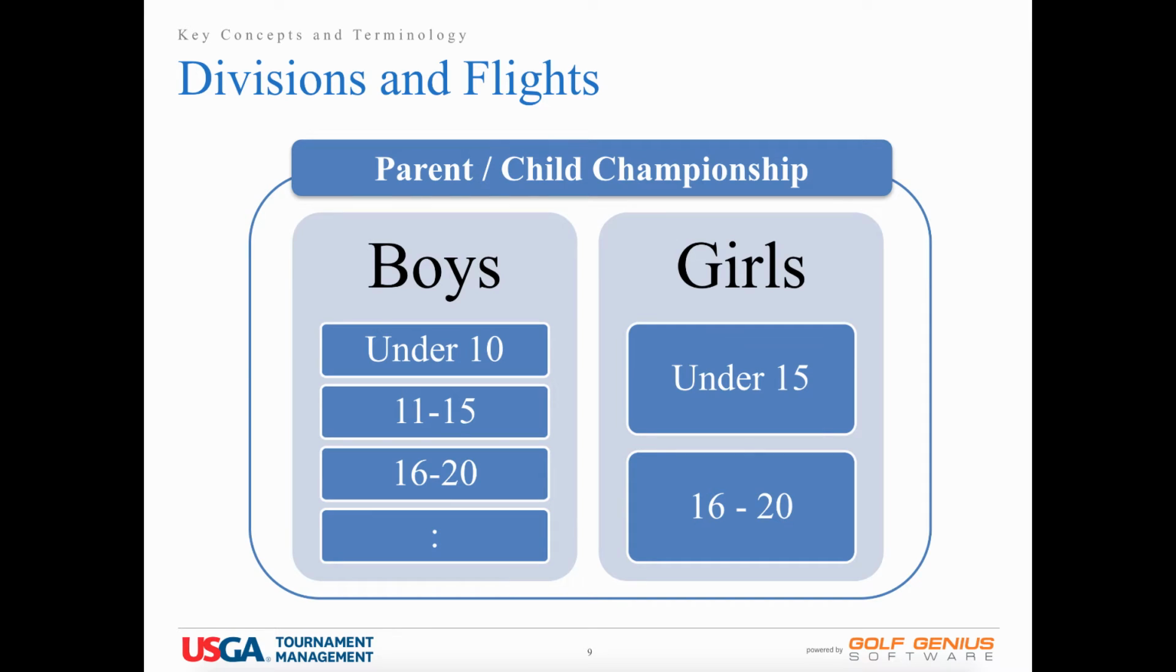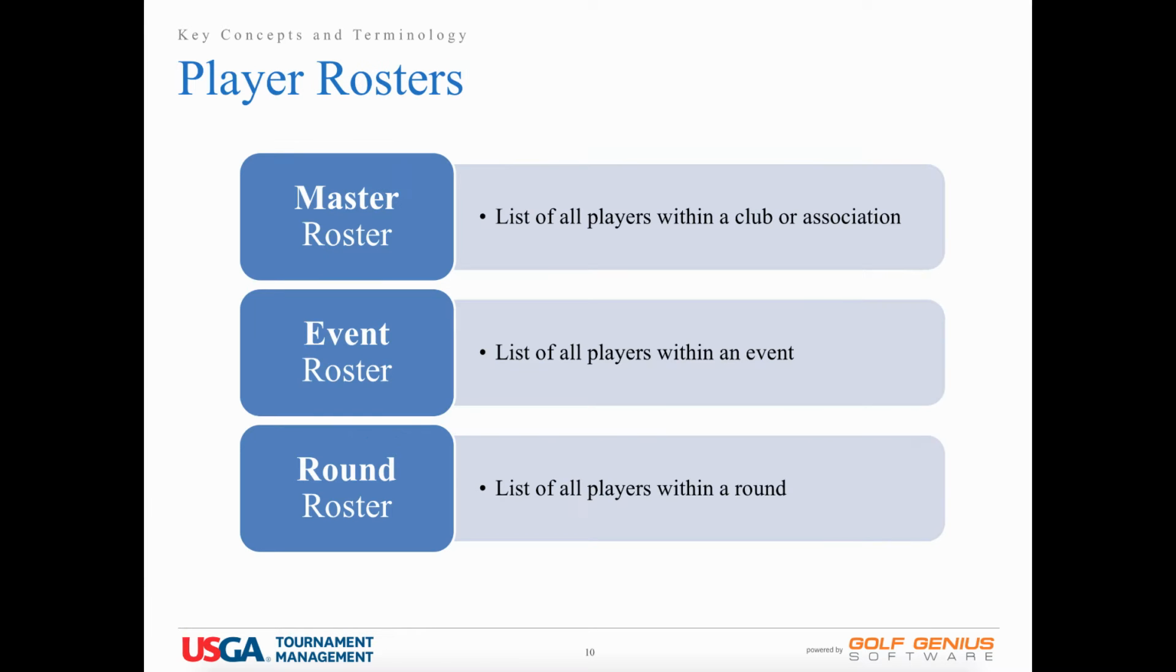Here's a real-world example of our event, a parent-child championship, having 2 divisions, boys and girls, and those divisions being flighted by age. So again, the key takeaway here is that we have different divisions that are then flighted. And a player can live in one or more divisions, but it can only live within one flight within a division. Now let's move on to player rosters.